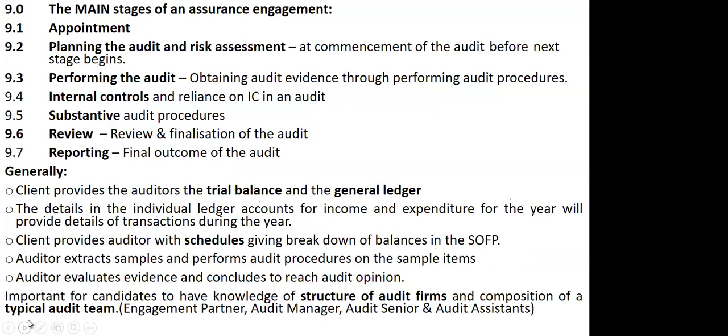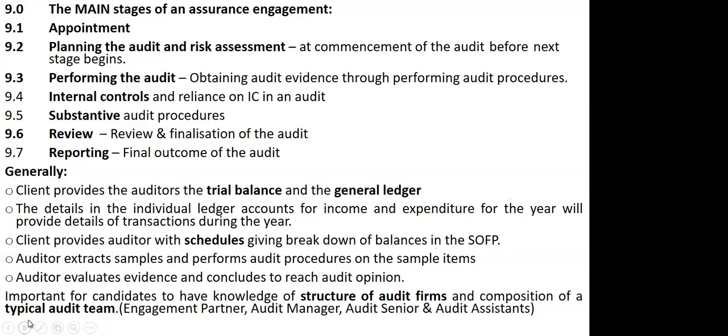So the main stages of an assurance engagement: conducting an audit starts with appointment. Auditors have to be appointed. Then after being appointed, they will plan the audit. When you go out to conduct an audit at the end of the year, you have to plan the audit before you commence doing the detailed work. And then after planning, you perform the audit procedures, evaluate internal controls and decide whether or not you want to rely on the effectiveness of internal controls, and then perform substantive audit procedures. Finally, towards the end of the audit, the auditors review the work that has been done, perform finalization procedures, and then issue a report which will contain the audit opinion.